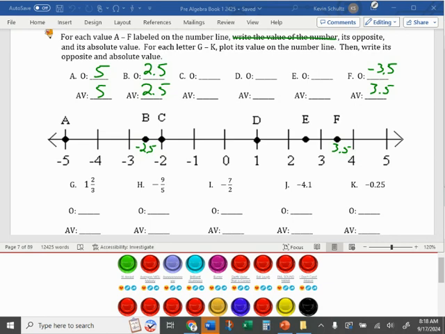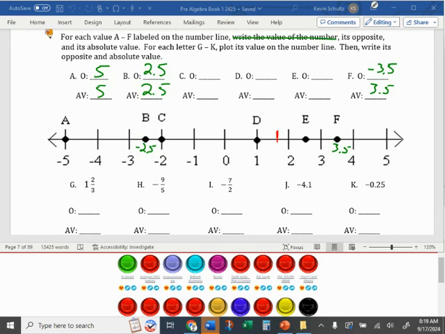Then the second row, we'll start with letter G, 1 2/3. Who is feeling bold, brave, believes in themselves, and wants to come up and plot 1 2/3 on the number line? Come on up. I'll let you pick your color. Letter G, 1 2/3. Where's that going to be? Yeah, right about there. Okay?